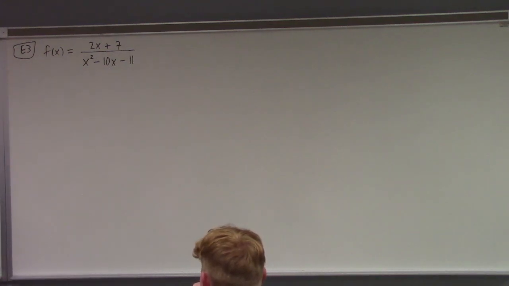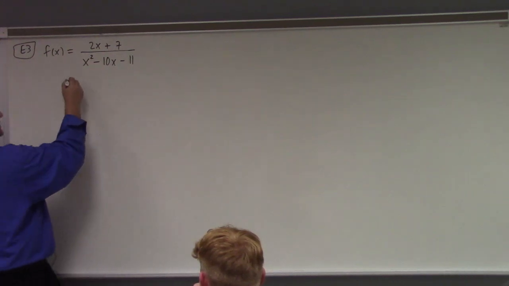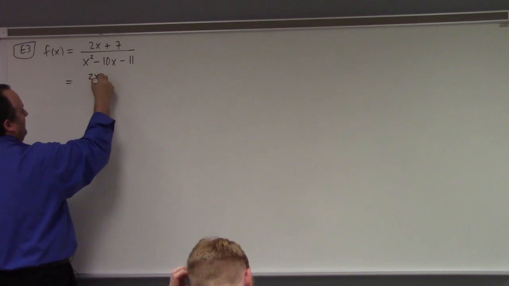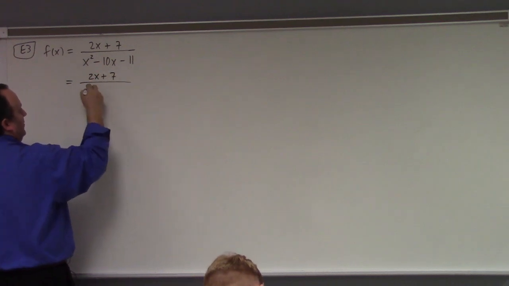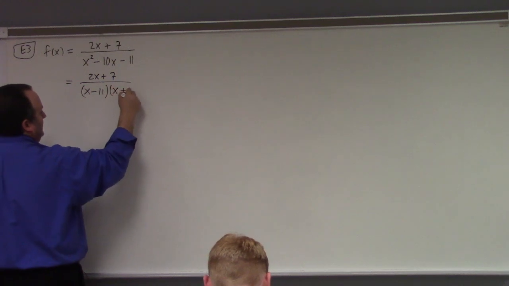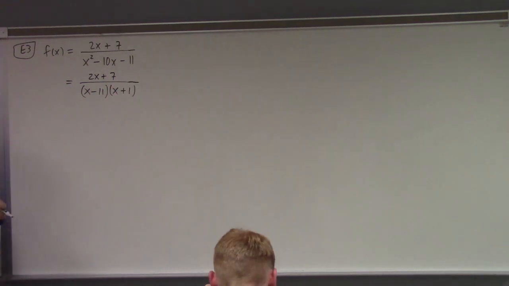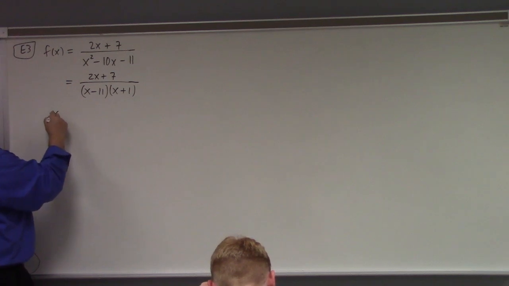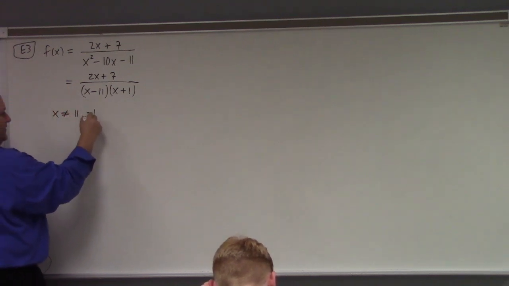Is the denominator 0? Well, what we should do is we should factor, right? So this is 2x plus 7 over x minus 11 times x plus 1, right? So what is the domain in this case? X not equal to 11 or minus 1. Yeah, we need x not equal to 11 or minus 1.